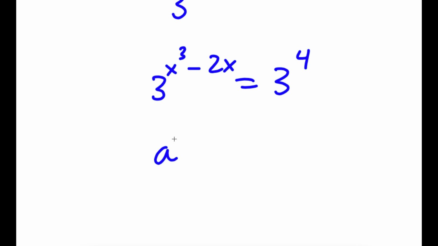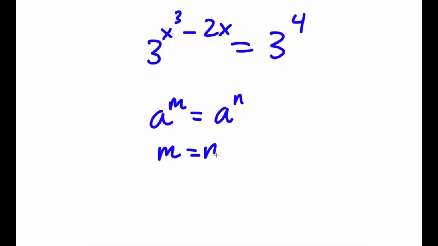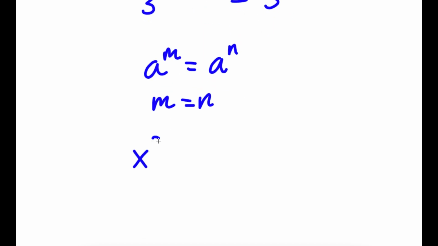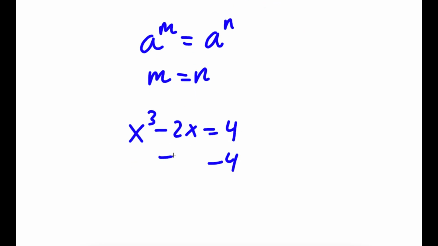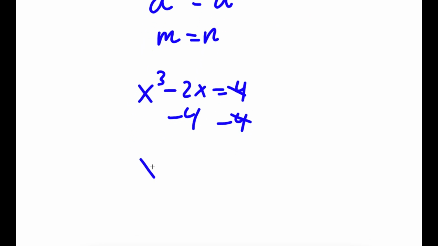Now, if I have something where a to the power of m is equal to a to the power of n, this means that m is equal to n. So x to the power of 3 minus 2x is equal to 4. So now I have a simple equation here. I'm going to subtract 4 on both sides, and I get x to the power of 3 minus 2x minus 4 is equal to 0.